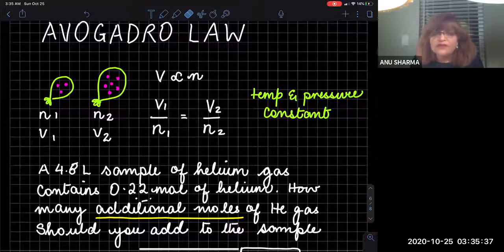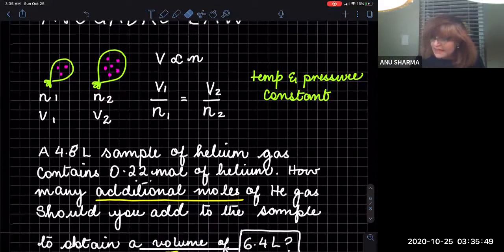So Avogadro worked on the relationship of the number of moles and the volume of gases, keeping the temperature and the pressure constant. So here is a sample problem where we see that when the number of moles was less, the volume was less. When the number of moles increased, the volume also increased. So initially, the volume was 4.8.